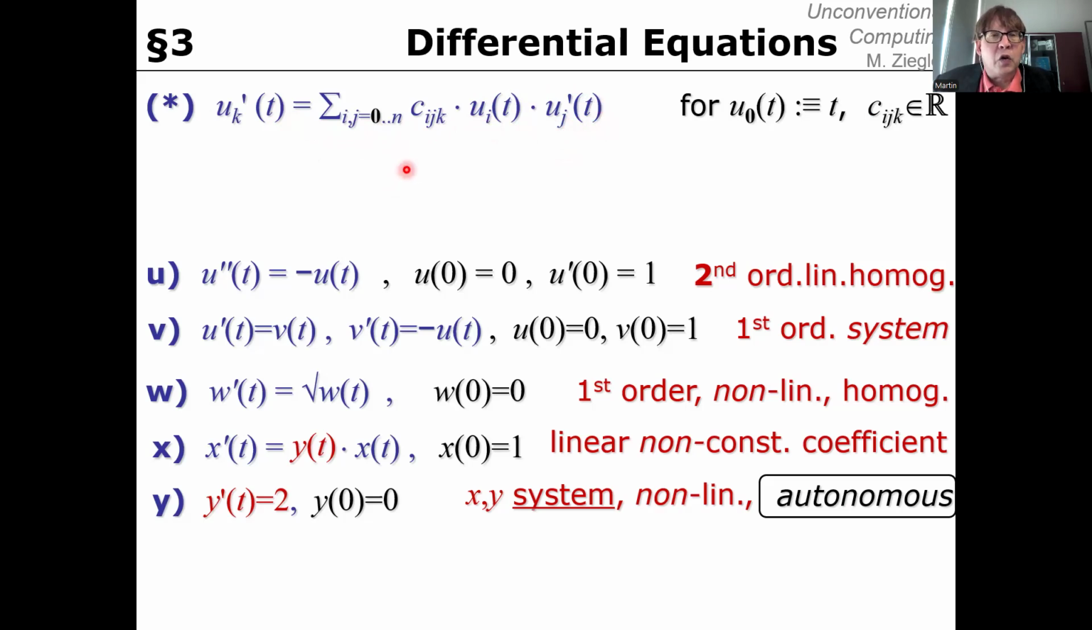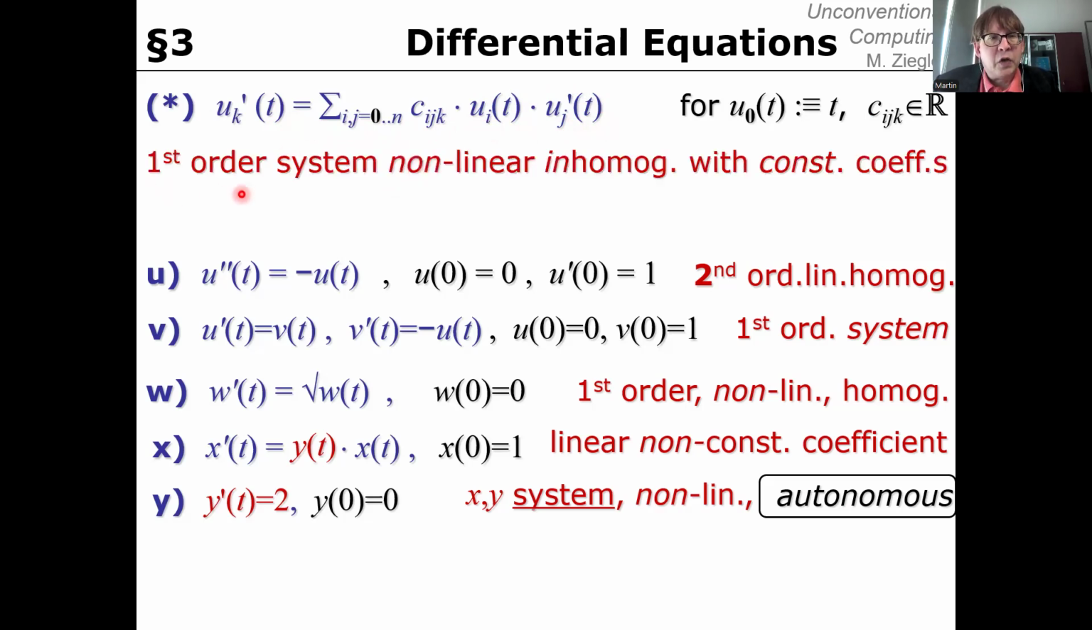So this is a special form of a system of first-order differential equations. It's a first-order system, only involves first-order derivatives. It is nonlinear because there's a product, right, between two functions. It's not homogeneous, I'll say that in a minute, right? And it has constant coefficients, namely the coefficients are these c_ijk, which are real numbers, so they don't depend on time. Now, why is it inhomogeneous?